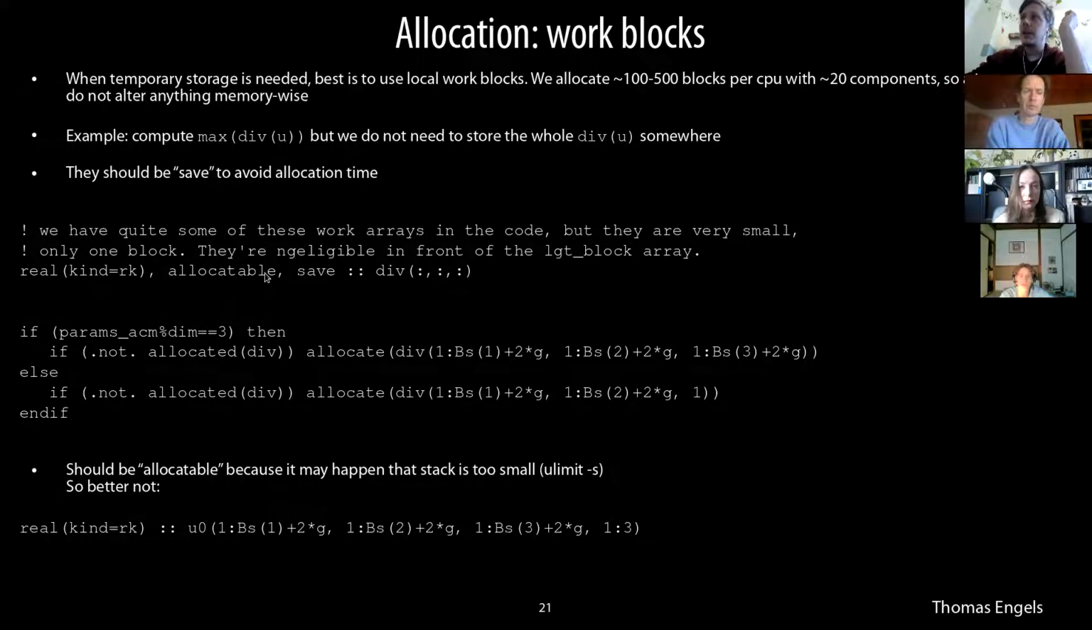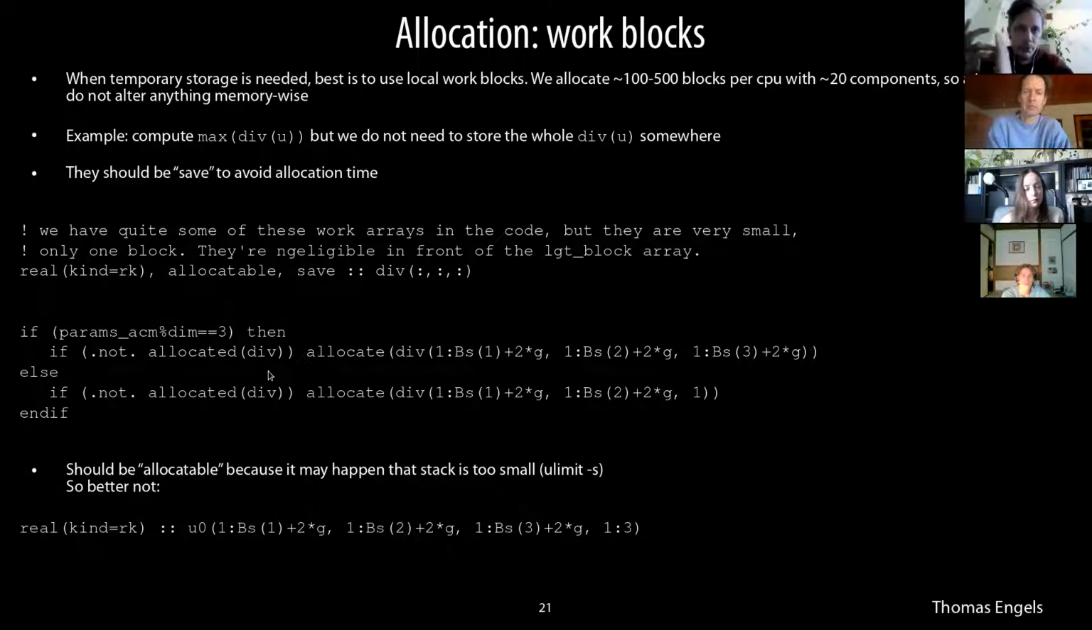It's not on the stack, it's on the heap. It's safe and it's declared like that. And then you have these snippets just because it depends on the dimensionality, how large the blocks are. If not allocated, then allocate. And this code is then executed only once when the routine is called for the first time.